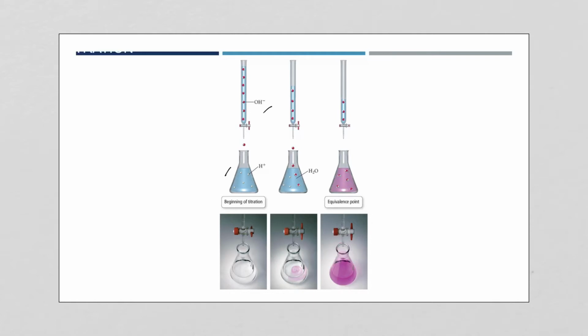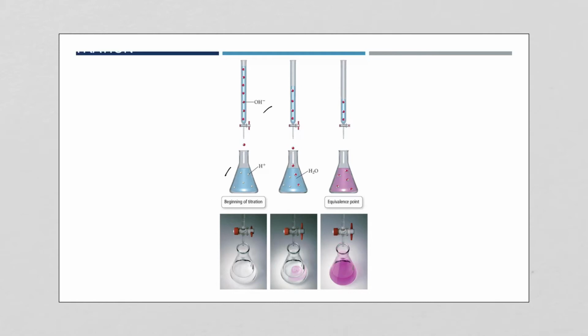But at some point, we start to see this color change of the indicator. And this particular indicator is phenolphthalein, right? A very common indicator for these acid-base titrations that we use in a lot of labs. And so this is the indicator that you would have used in the Ka of a weak acid lab, right? That you're going to use in that lab.